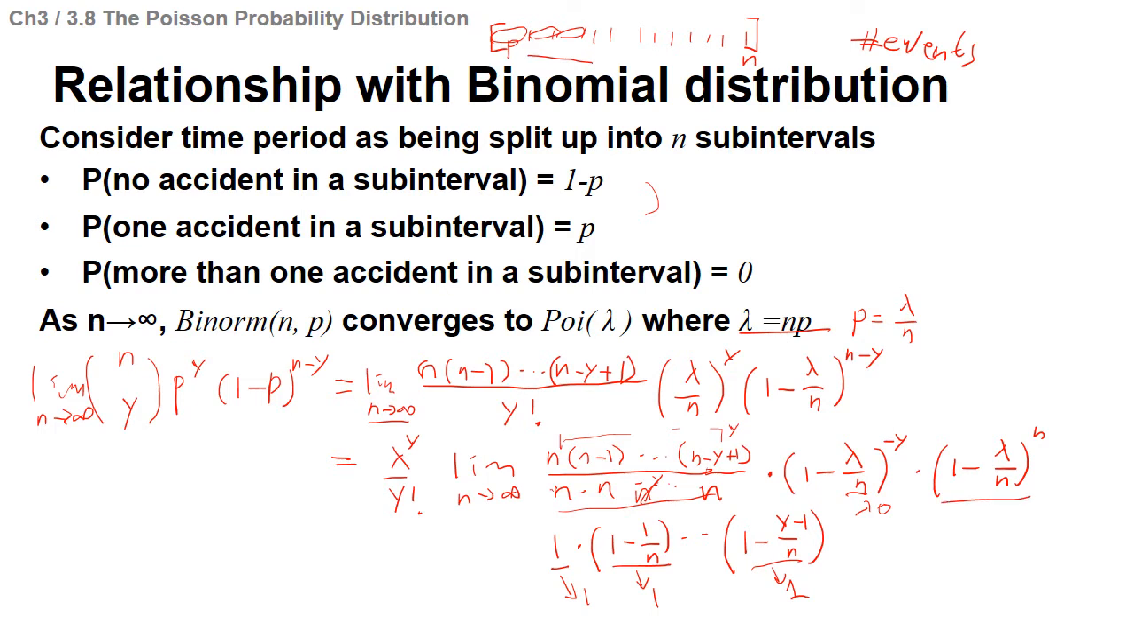And what about this term? Let's look at it: the limit as n goes to infinity of 1 minus lambda over n to the n. Actually, this is e to the minus lambda from calculus. If you took a calculus class or a statistical mathematics class, that will be covered there. Because of this, the whole thing becomes lambda to the y over y factorial, times e to the minus lambda.